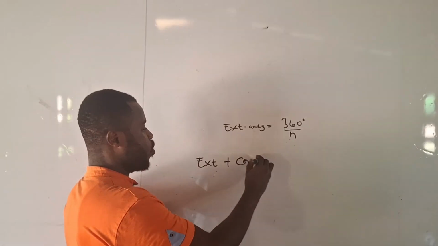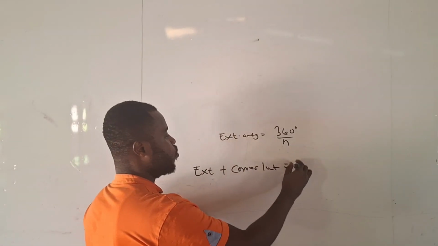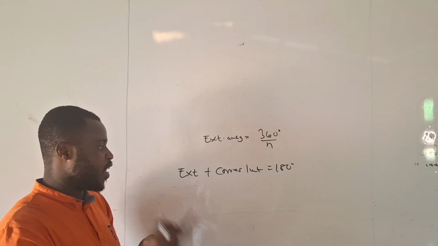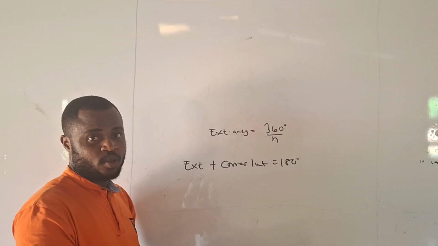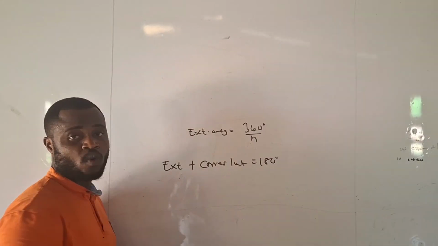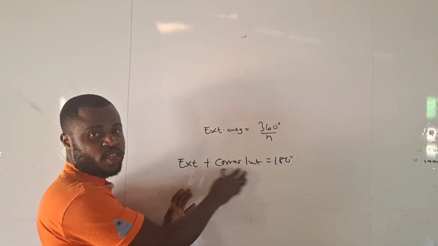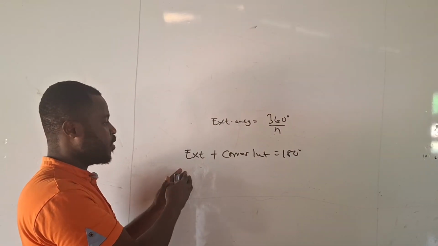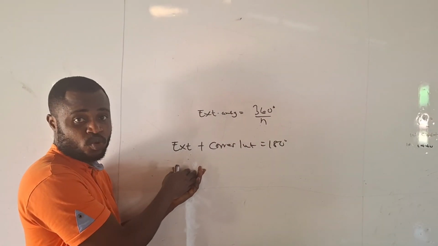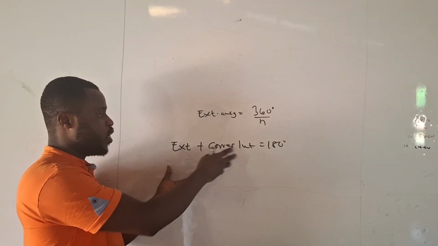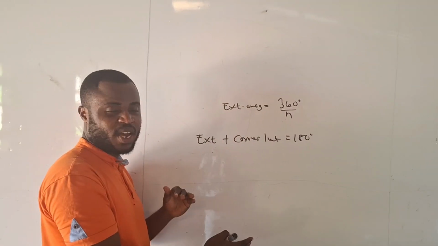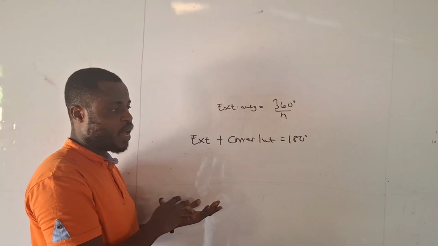And what you have to understand is that the exterior angle plus the corresponding interior angle is equal to 180. When they give you the exterior angle and ask you to find its interior angle, the exterior angle plus the corresponding interior angle is 180. So when they give you one of them, you add it to the other and equate it to 180. Then you solve for either the interior or the exterior angle.